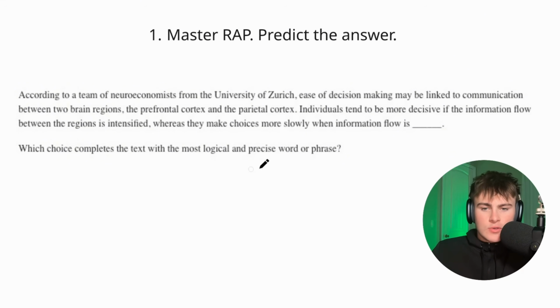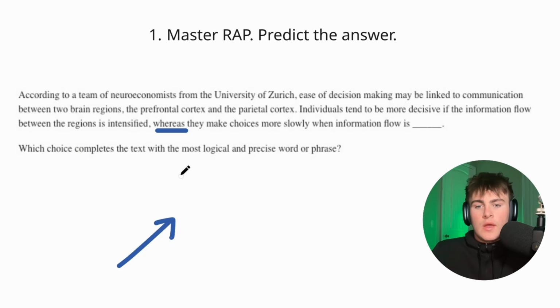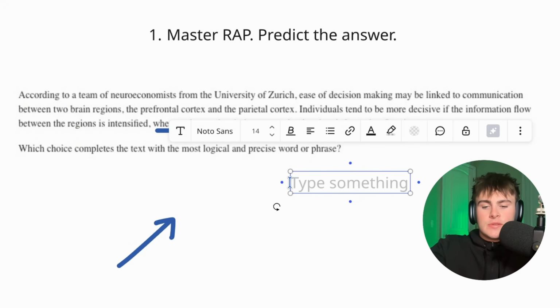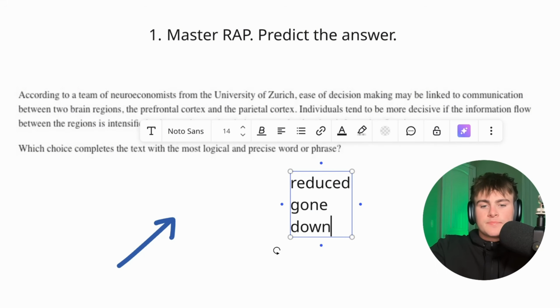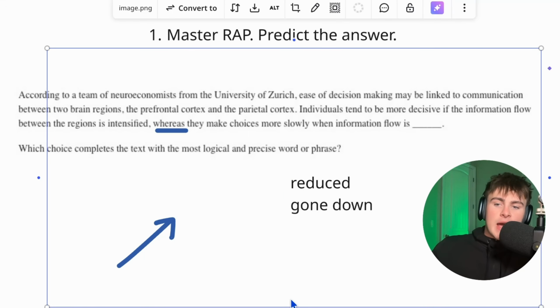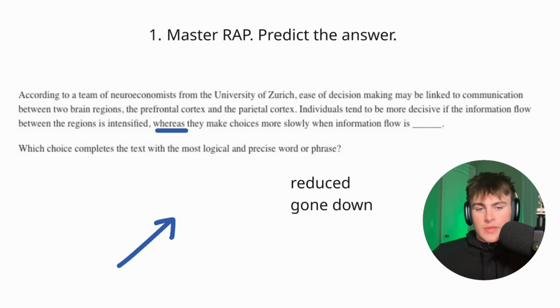So we have a very crucial word here. It says whereas. So this is a contradiction word. So you're more decisive if the information flow is intensified or increased. So the flow is intensified, and then it causes you to be more decisive, right? On the other hand, they make choices more slowly when the information flow is blank. So the information flow in the first section is intensified, and then it contradicts. It says whereas. So therefore, you want a word that means the opposite of intensified. So you want a word that probably means something to do with reduced or gone down. Because it says this thing happens when it's intensified, whereas they do this other thing when the flow is blank, a contradicting word, right? So it contradicts the previous section. Therefore, we're doing the opposite of intensified: reduced, or gone down.